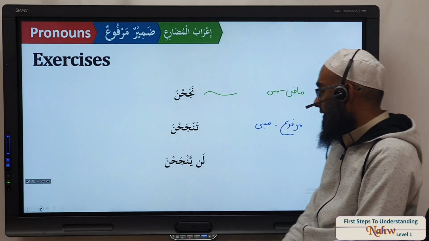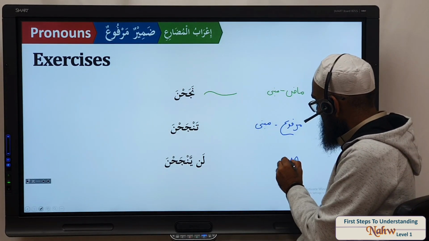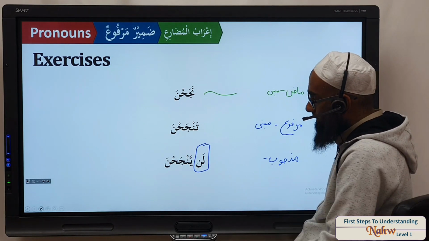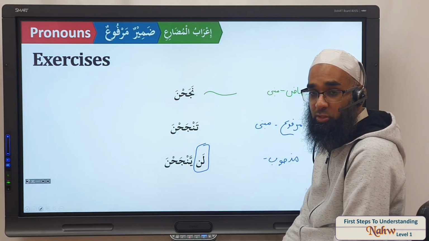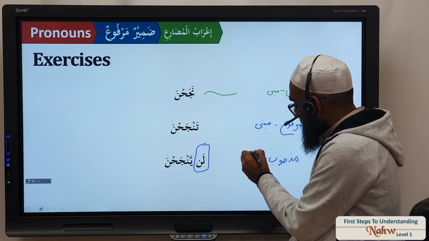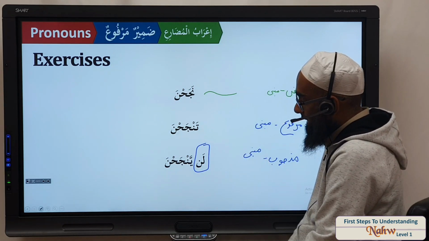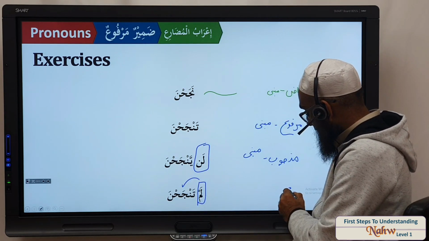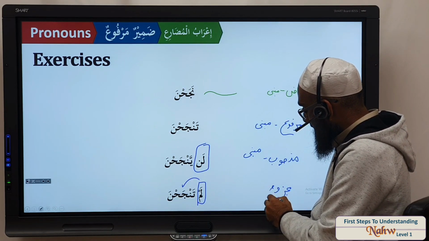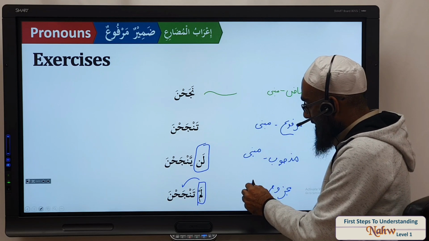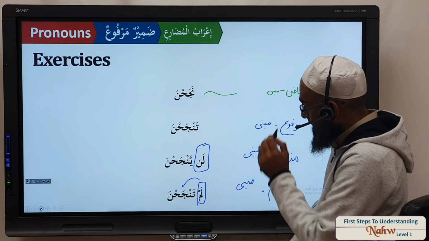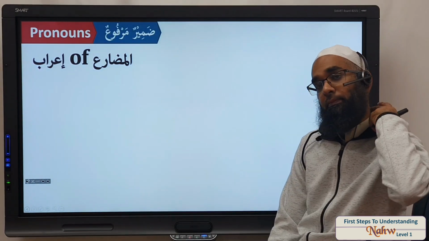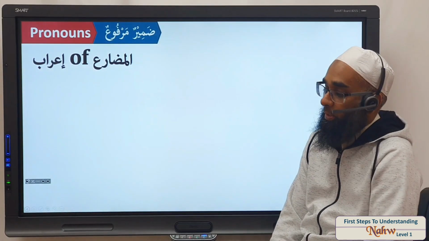Lan yanjahna, what state is it in? Mansoob, because of lan. But can you see is there any sign of manifestation of the mansoob state? No, it stays mabni. Lam yanjahna, there's an amil, so the amil makes it majzoom. But can you see the majzoom state being manifested? No, you can't. Do you understand? Have you understood? Yes, any questions before we move on?